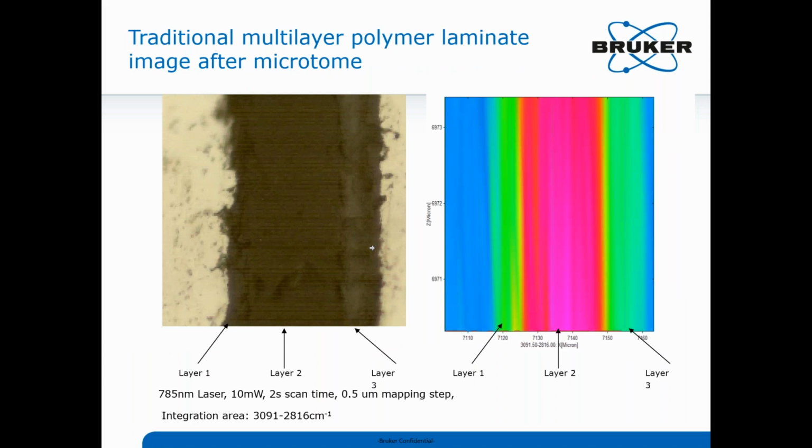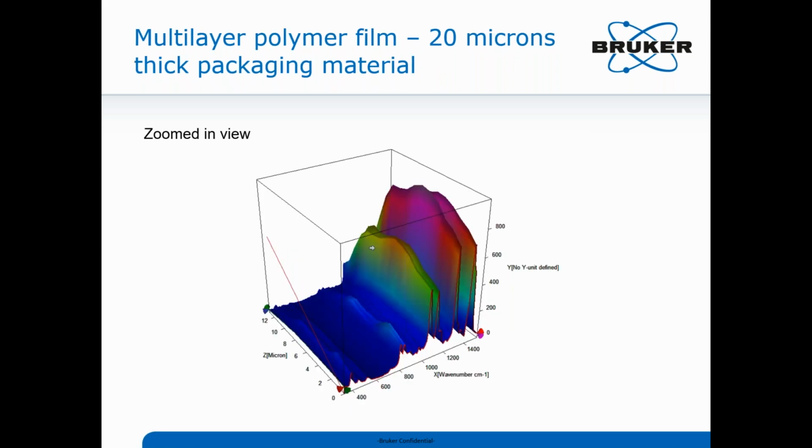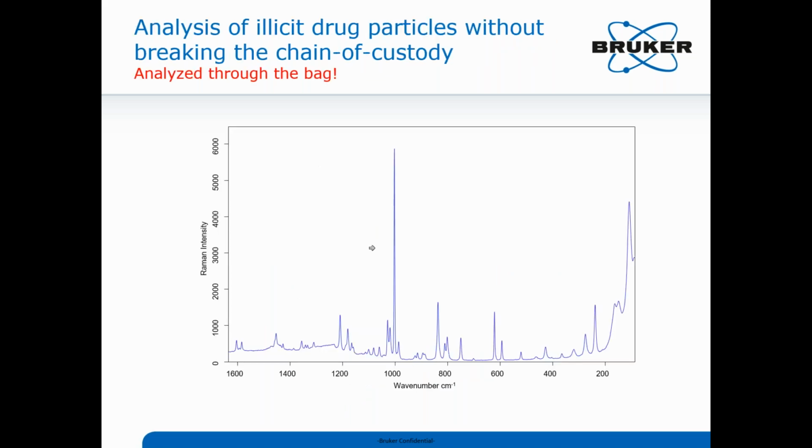Here's a cross section of a 3-layer multi-layered polymer. Here's a fun one where you can see I have many layers. So rather than doing the area sample where I had to microtome it in the previous slide, now I'm just going to lay the polymer flat. And as I zoom in, you can see that even though we're just 12 microns, I can see each of the different layers very, very nicely.